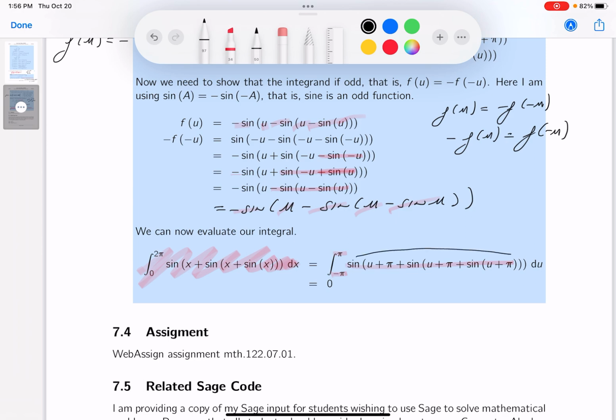This thing here is odd. So whatever it looks like between minus pi and pi, if it's odd, whatever's here would be identical to here as far as appearance, but this would be a positive area, that would be a negative area. And it would sum to 0. That's all we're saying.